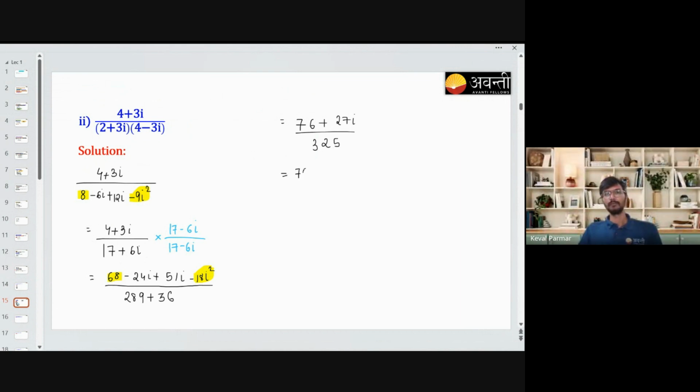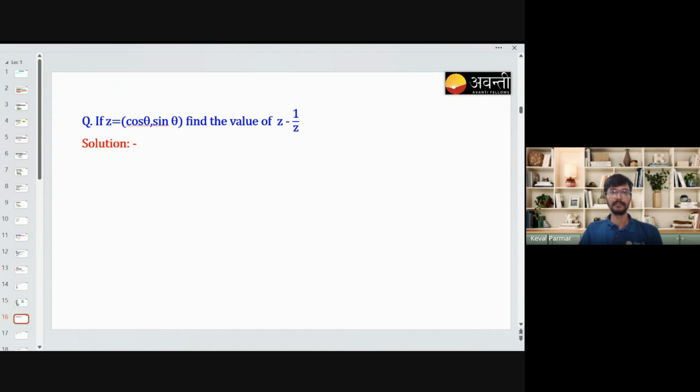If you want to write the answer, we can write it like this, in the form of a complex number, which is 76 upon 325 plus 27 upon 325 i. It is a plus bi format. Just a second, guys. I'll drink some water. Till then, you can solve this question.